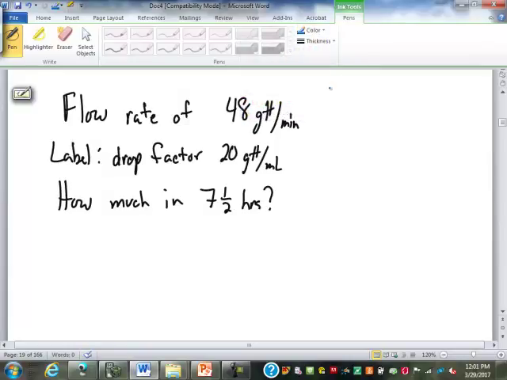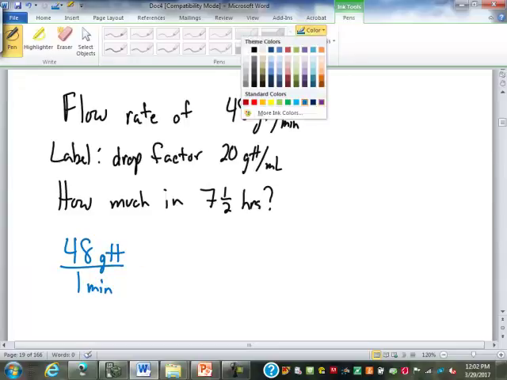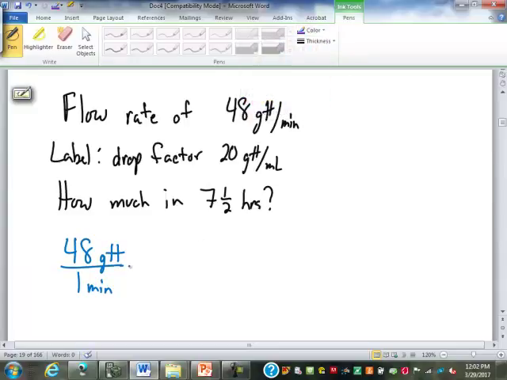So we're going to still start with our flow rate. 48 drops in 1 minute. We do have to get rid of minutes. Let's go ahead and do that. We'll get rid of minutes, go into hours. 1 hour is 60 minutes. So the minutes are gone. We're going to have to get rid of hours, and we're also going to have to get rid of drops. Now let's go ahead and get rid of the hours first. I can do 7.5 hours over 1. So my hours are going to be gone.